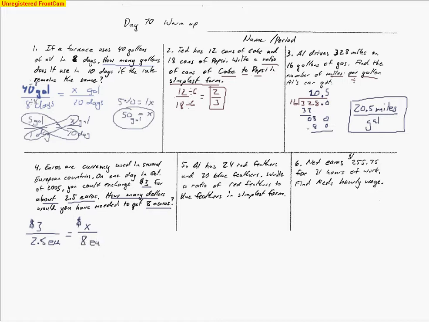No reducing on this one, so we're just going to go ahead and start to cross multiply. So we multiply the 3 and the 8. And then over here we're doing the 2 and 5/10 times X. And then we go ahead and multiply. We get 24 equals 2 and 5/10 X.